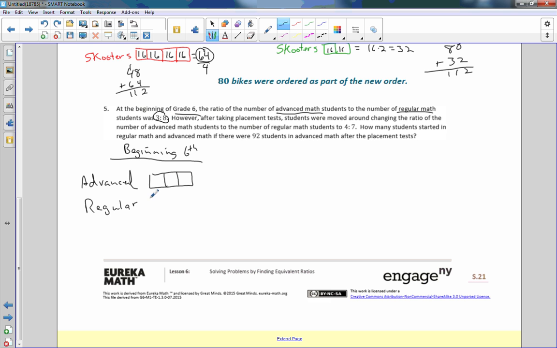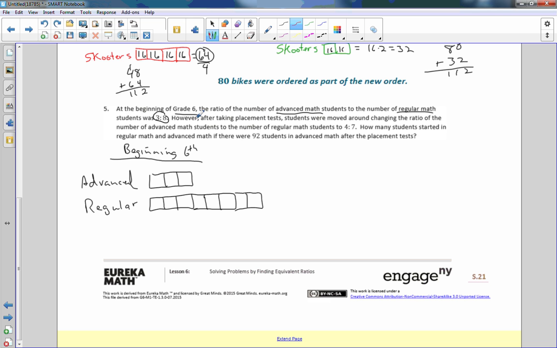So there's 3 advanced, there's 3 regular, there's 3 more regular, which is 6, and then 2 more. So that is 3 to 1, 2, 3, 4, 5, 6, 7, 8. Okay, so 3 to 8.